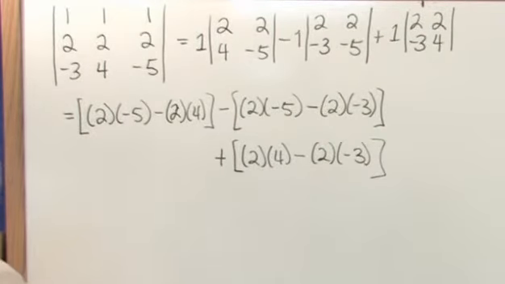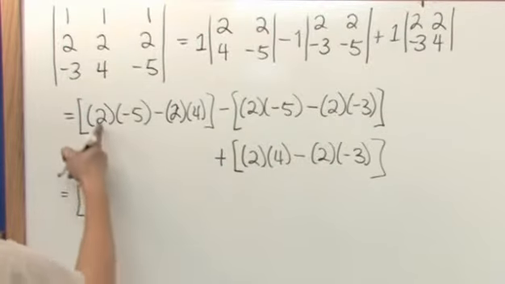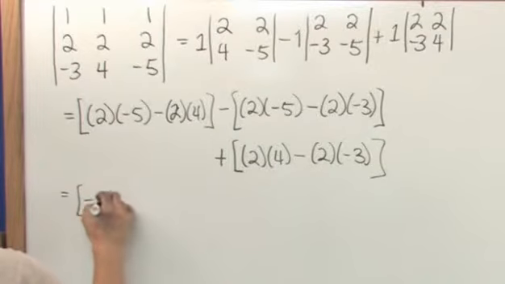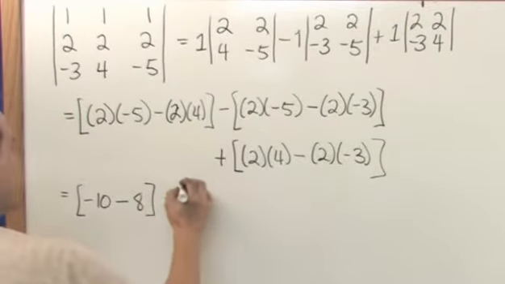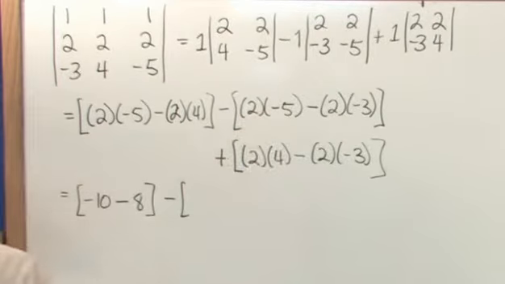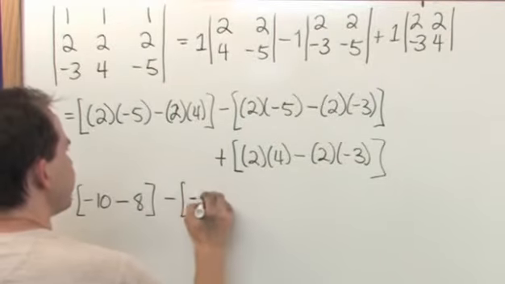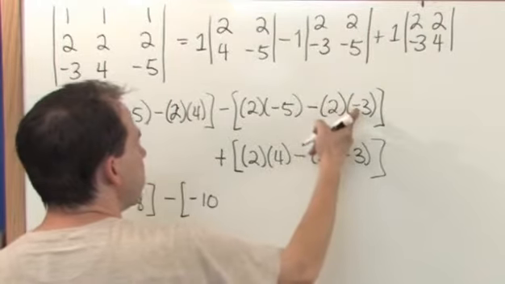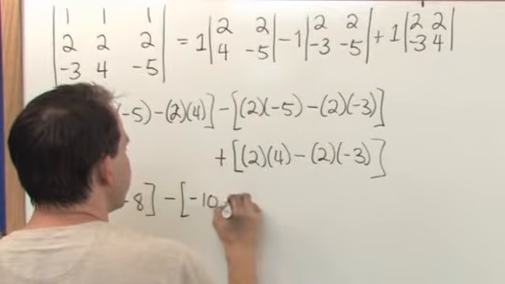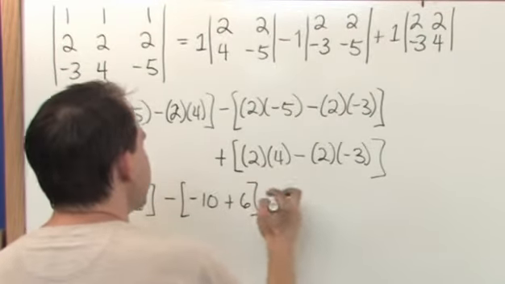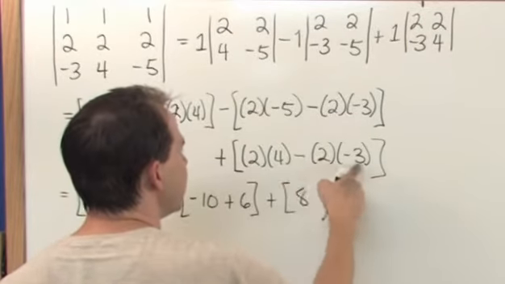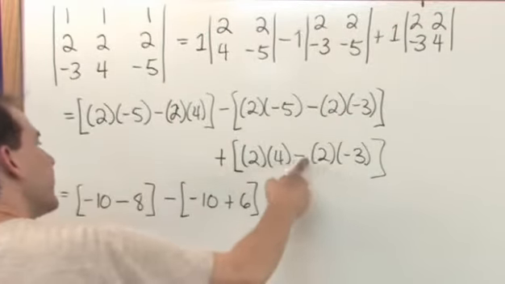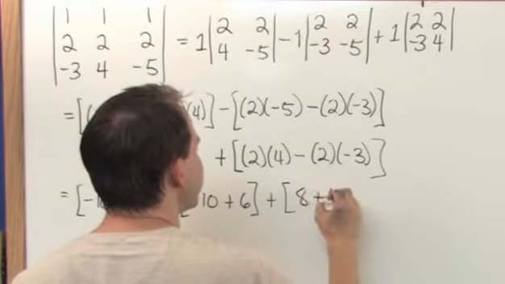Okay? That's all you're going to have. So you're just basically reducing it to a bunch of multiplication. On the first one, 2 times negative 5 is negative 10, minus 2 times 4 is 8, minus sign from here. 2 times negative 5 is negative 10, minus a negative 6 from this multiplication, so plus 6 over here. And then this one is going to be 2 times 4 is 8, minus 2 times negative 3 is negative 6. Negative 6 times negative 1 is positive 6.